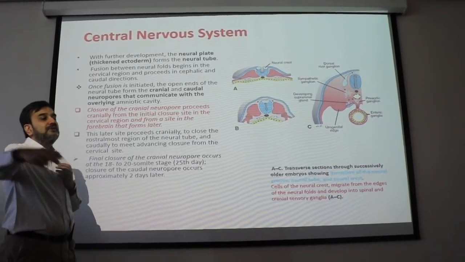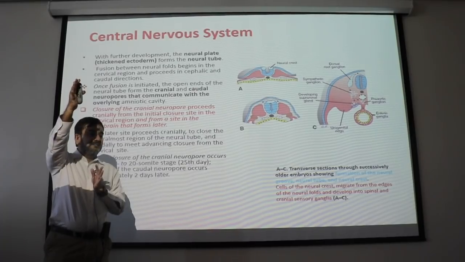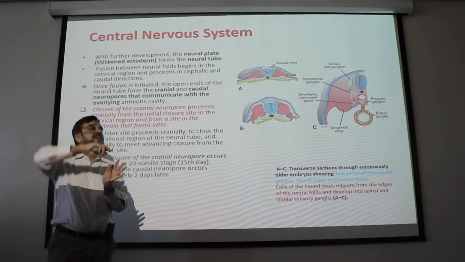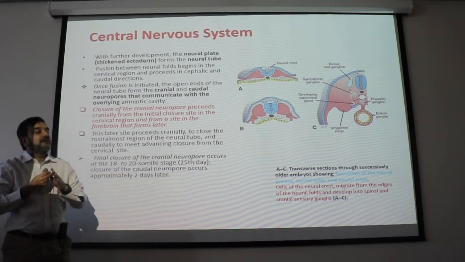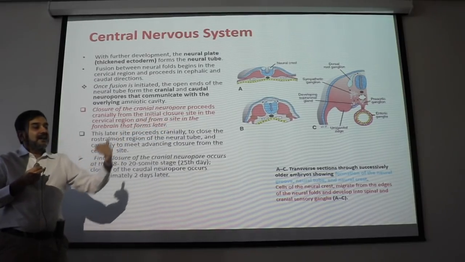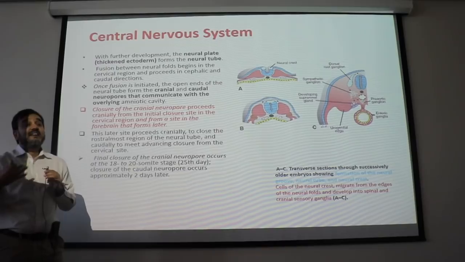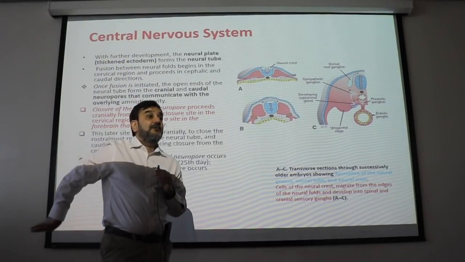Now, as this neural tube is going to be formed, the cranial end and the caudal end of this neural tube will still remain open into the amniotic cavity. And these are called the cranial neuropore and the caudal neuropore. So the cranial neuropore is the cranial end of the neural tube, which still will remain open into the amniotic cavity.